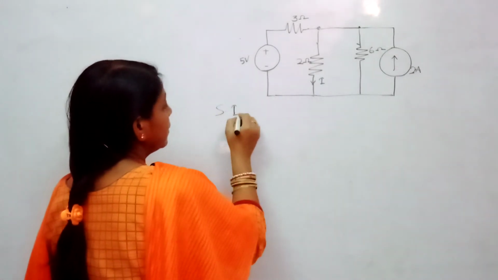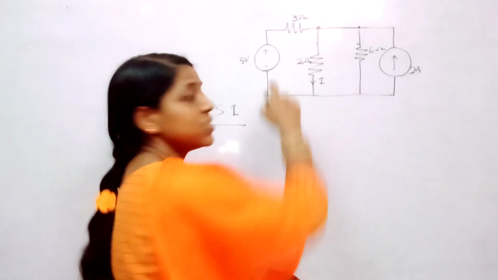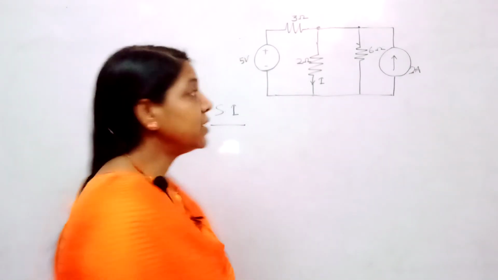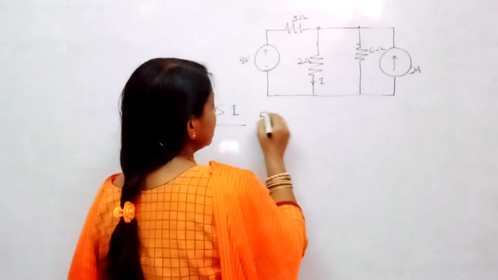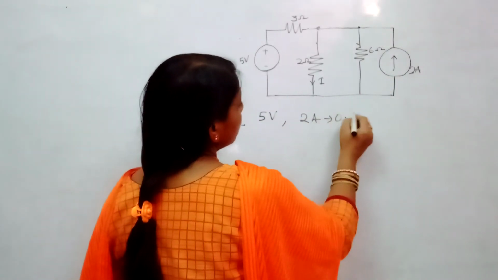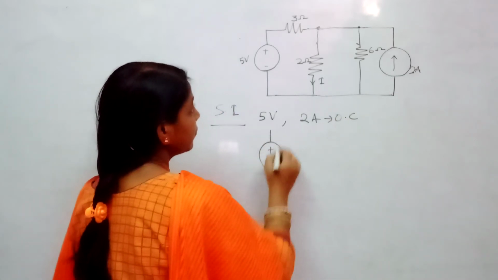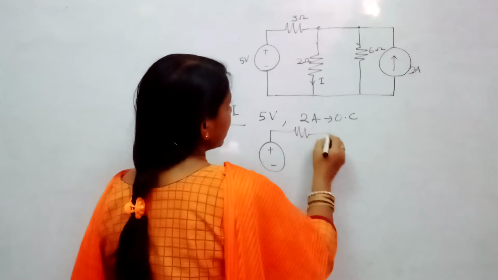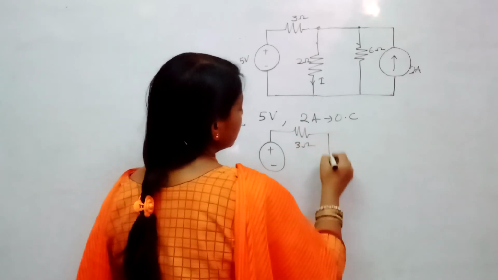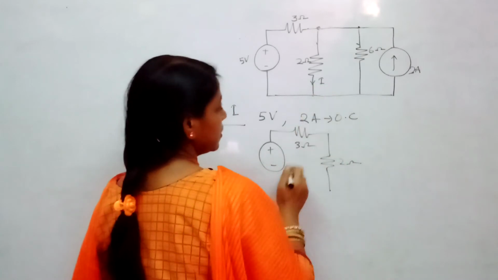Similarly here, let us consider one source at a time. So I am considering my source, let it be, first consider 5 volt. Then replace 2 amp by open circuit. So draw the circuit now. 3 ohm, 2 ohm. Target is to find current across 2 ohms.